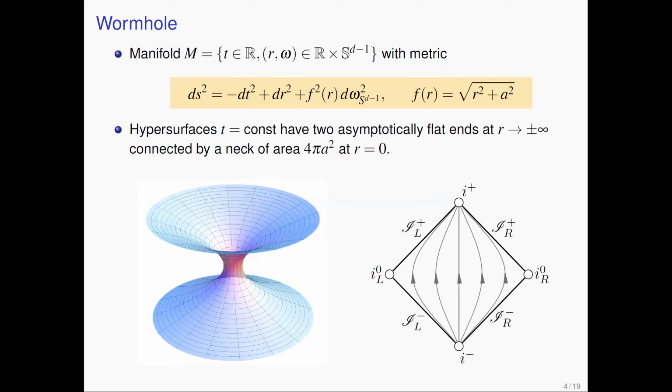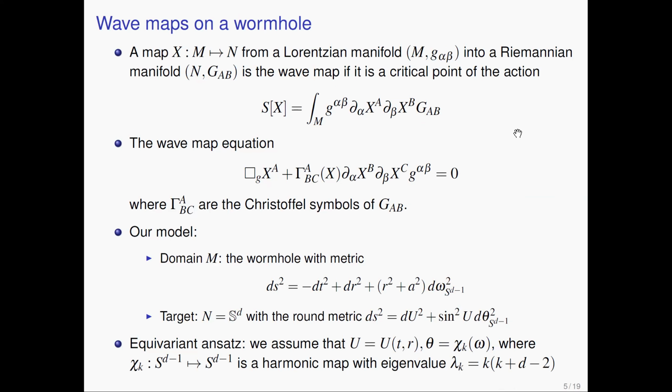So this will be my background, and on this background, I will put some nonlinear wave equation, and this will be a wave map. And a wave map is a map from a manifold to a Riemannian manifold, which is a critical point of this action here. And this action is the simplest action you can write for a map which has values in a manifold. It's just a generalization of the square of the gradient.